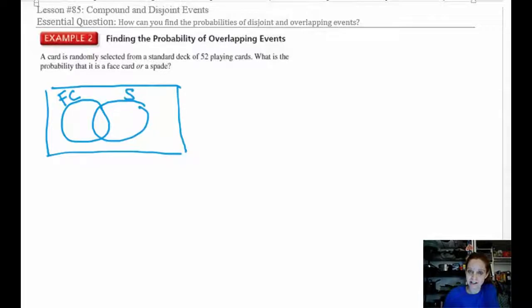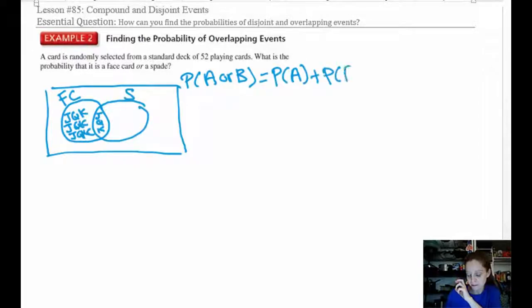Okay, so the overlap of face card and spade are the three face cards that are spades. So the jack of spades, the queen of spades, and the king of spades. And then the other sets of face cards are not spades: jack, queen, king of hearts, jack, queen, king of diamonds, jack, queen, king of clubs, I think is what I missed. So we're trying to find the probability of A or B, and we have overlapping events because there's information at the intersection. This is going to be the probability of A plus the probability of B minus the probability of A and B.